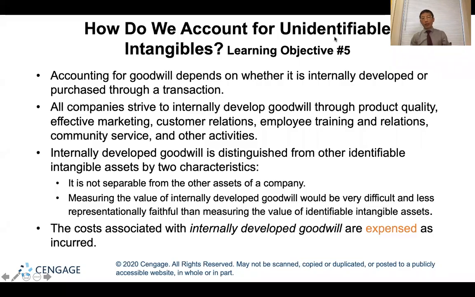Okay, so the third video for chapter 12 is about unidentifiable intangibles. That means we will focus on goodwill. As we introduced, we have two sources for intangible assets. One is internal, one is external.